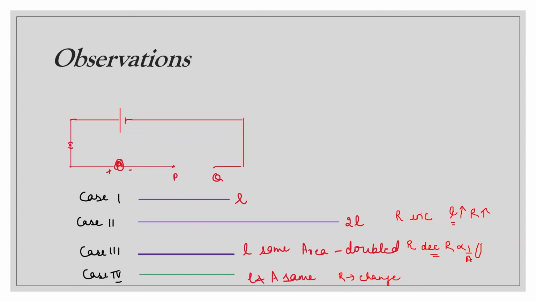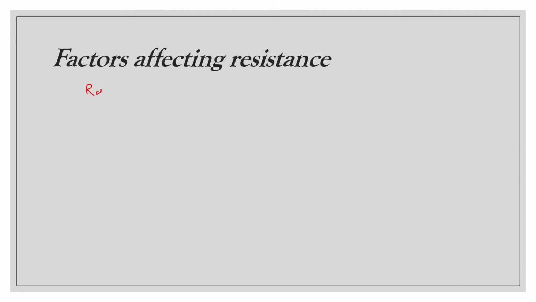So if you combine the first two observations, that is R is proportional to L and R is inversely proportional to area, we can say that R is proportional to L by A. As we remove the proportionality sign, we get R is equal to rho L by A, where rho is a proportionality constant known as resistivity. Now this constant is a characteristic property of the material. You can also say that this constant accounts for case 4, that is the dependence of resistance on the material of the wire.